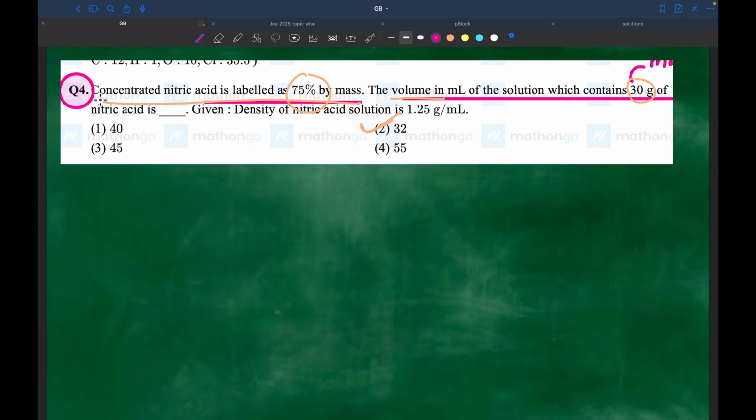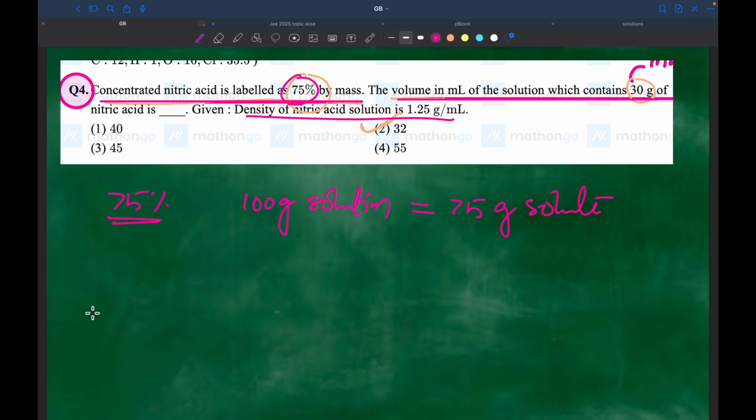Question: the concentration of a nitric acid is labelled as 75% by mass. The volume in ml of solution which contains 30 grams of nitric acid is how much? The density of the nitric acid is given as 1.25, right? So what is given, what should be calculated? First, we see 100 grams of solution contains 75 grams of solute. So this is the meaning of a 75% solution.